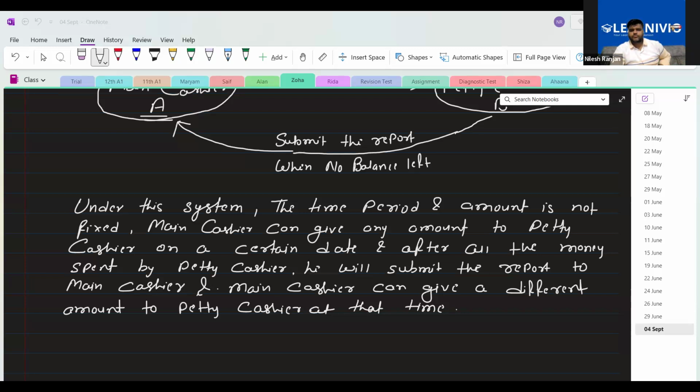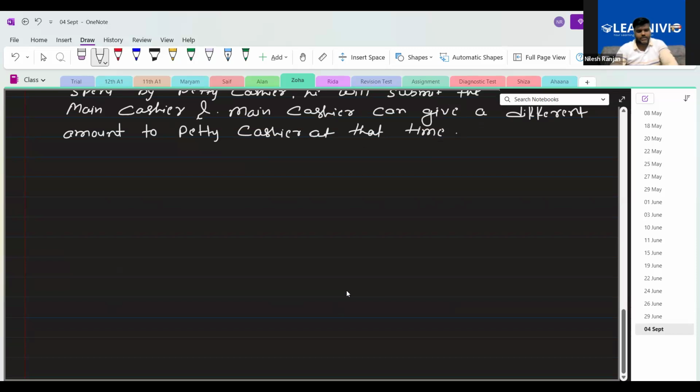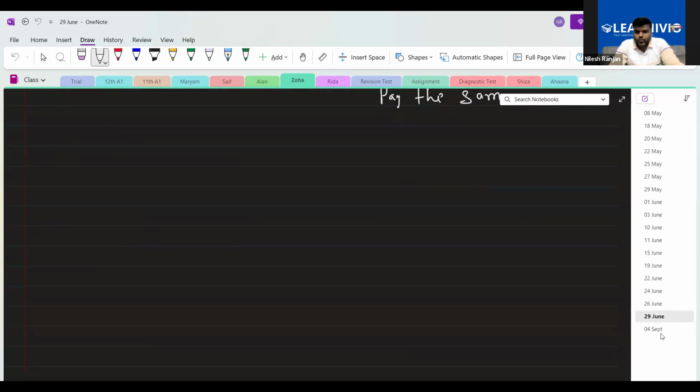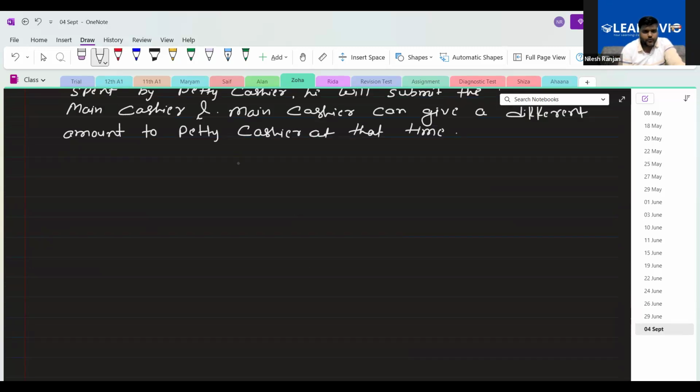Okay, I finished writing. Okay, so let's now discuss the format of petty cash book. Actually, the format we have written somewhere in the previous class. Okay, so the format of petty cash book, how it will be prepared.